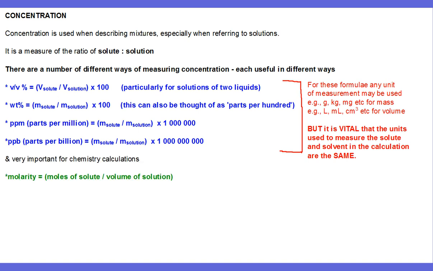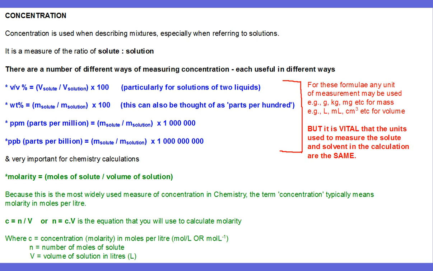But perhaps the most useful concept of concentration for chemistry is this concept of molarity, which is moles of solute per volume of solution. And that's usually just called concentration, even though these are all measures of concentration, because this is the most common use of concentration in chemistry.